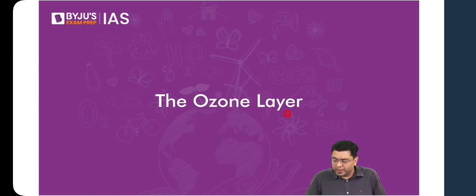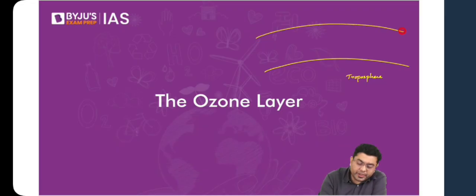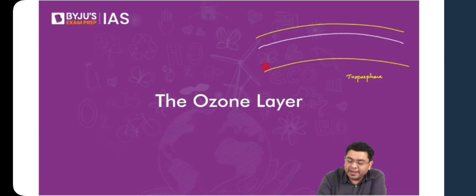Thank you. So now we talk about the ozone layer, and here we talk about the stratospheric ozone. When we talk about the ozone layer, that ozone is basically present in the region of the stratosphere. If we talk about the layers of the atmosphere, this is the troposphere, and this is the region of the stratosphere. Within the stratosphere, we have a distinct presence of ozone molecules, and that is what is referred to as the ozone layer, or ozonosphere.